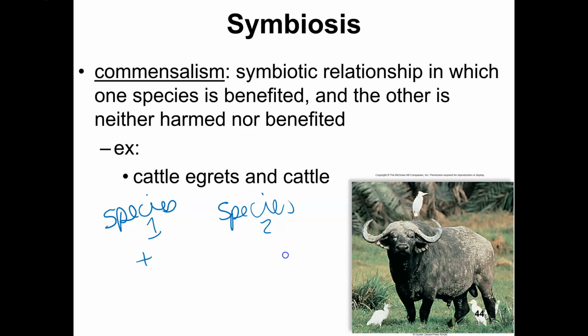The egrets are going to eat insects that are around the cattle. So as cattle defecate, insects come around, and the egrets get the food. They don't eat cattle fecal matter, but they eat insects that oftentimes are around where the cattle are. The cattle aren't really benefiting from this. They're not being harmed either, but the egrets are getting food. So that's a benefit to them.